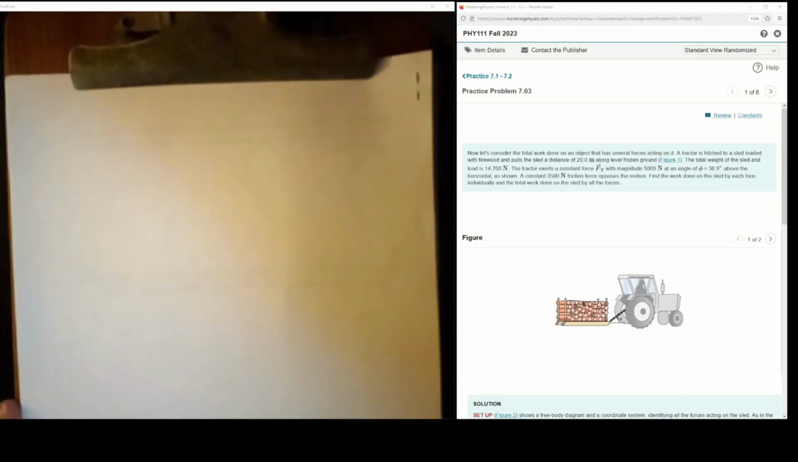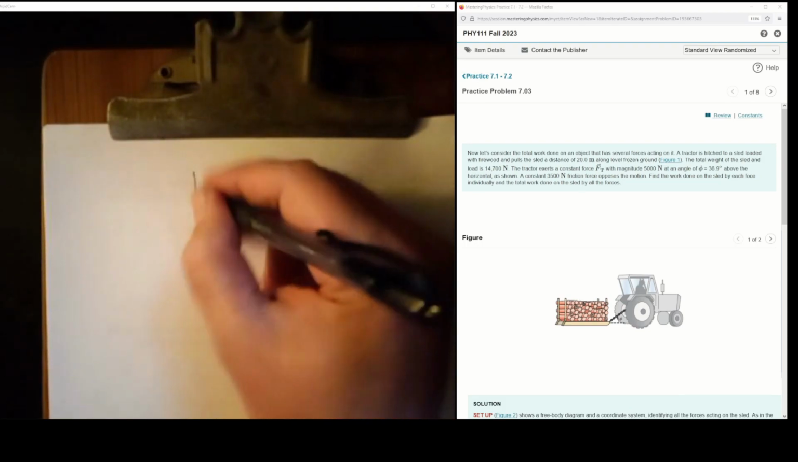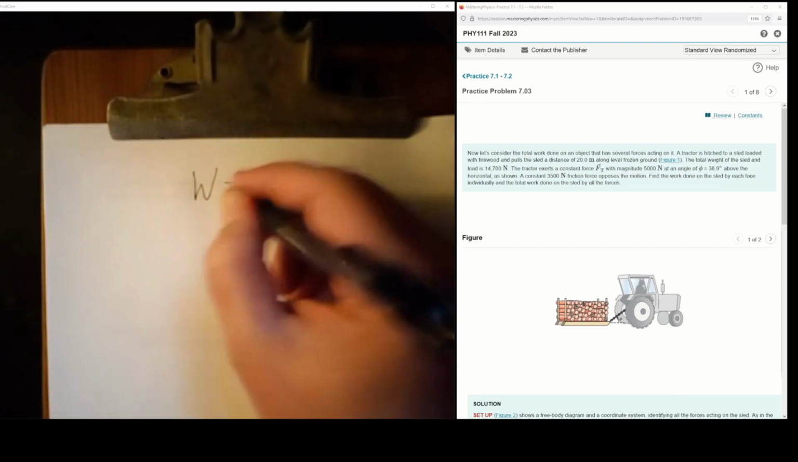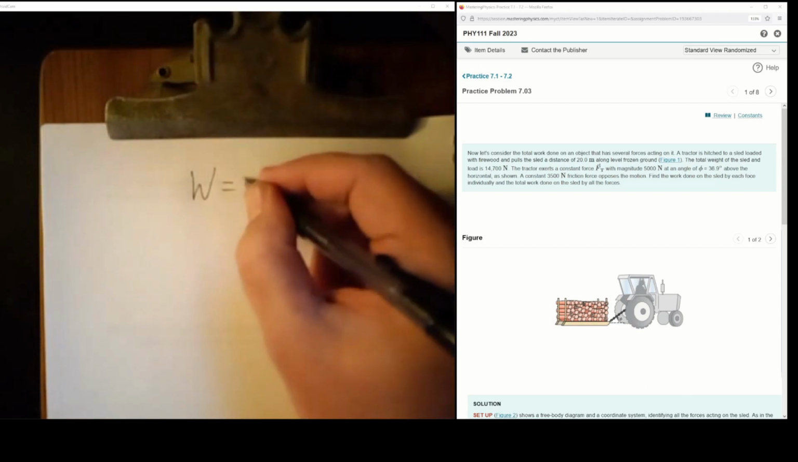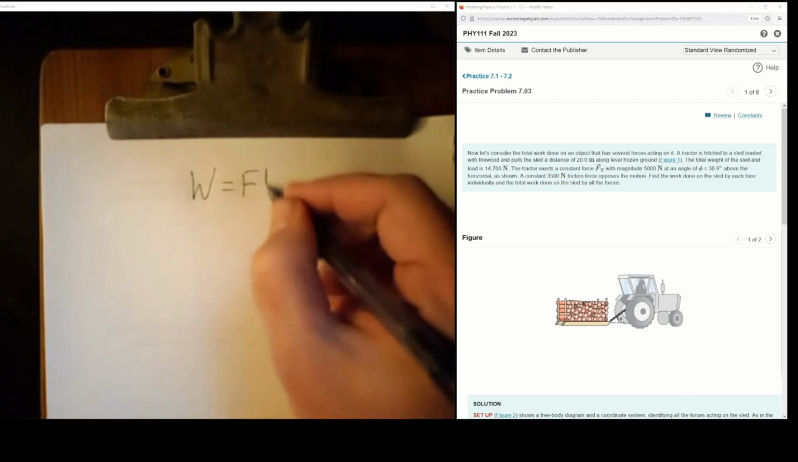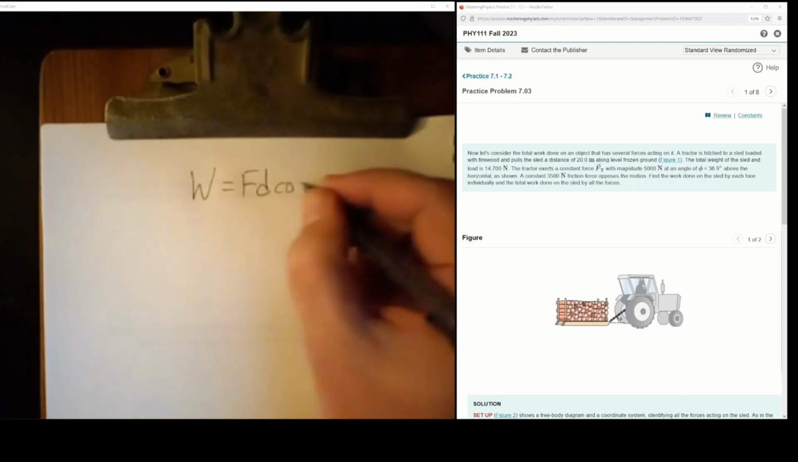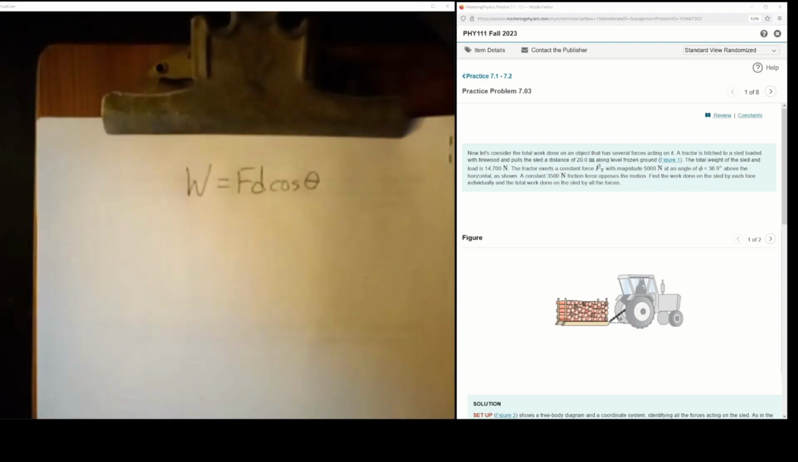All right, so let's check out homework 7.1. And just as a quick refresher, this homework is going to be all about work, where work is going to be whatever force we're interested in times whatever the displacement of the object is, the distance it travels. And there's also a cosine theta here, where theta is the angle between force and the distance traveled.